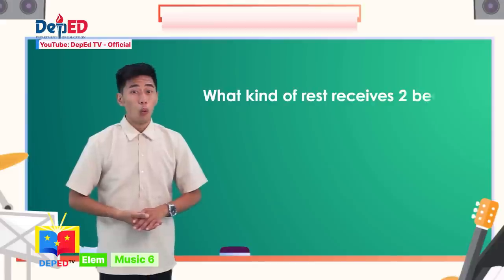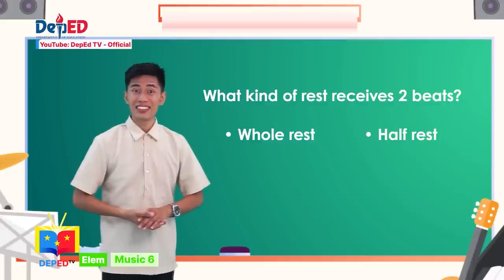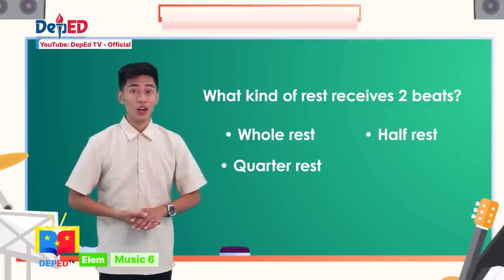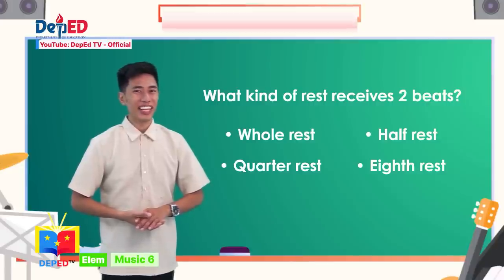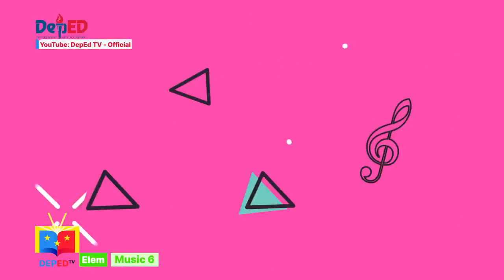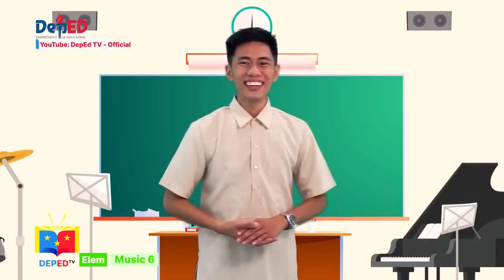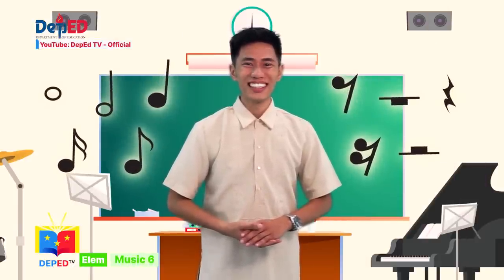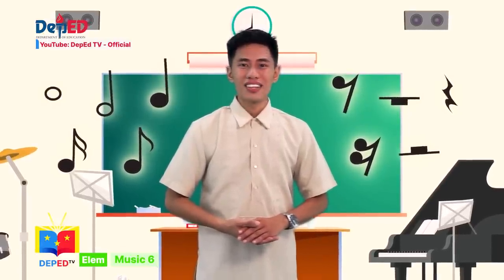Now, for the last question. What kind of rest receives 2 beats? Whole rest, half rest, quarter rest, or eighth rest? The right answer is, superb, it's half rest. Do you remember these symbols now? That's great. What do you call this? That's correct. Those are notes and rest.